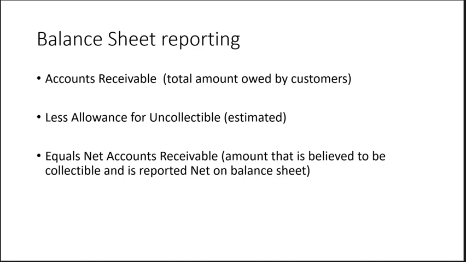That is usually the only number that is reported on a real life balance sheet. That's how much you actually think you're going to collect. So you've got the total owed minus what you think you're not going to collect equals what is reported on the balance sheet as net. Remember, the term net means something's been subtracted in accounting, so we subtracted out the allowance.